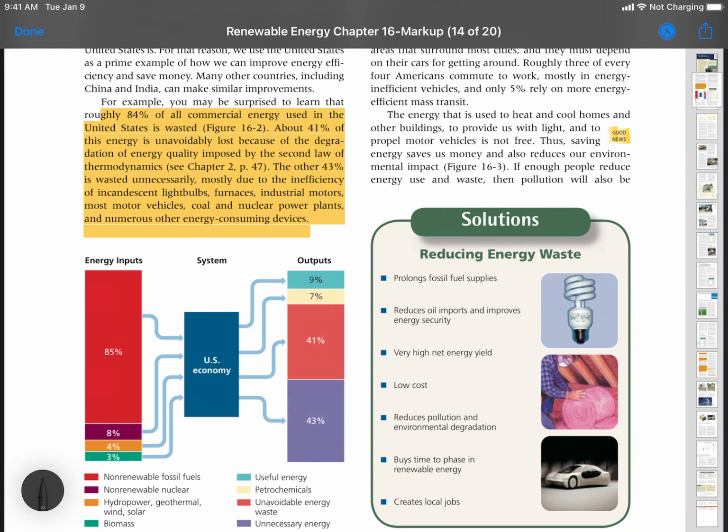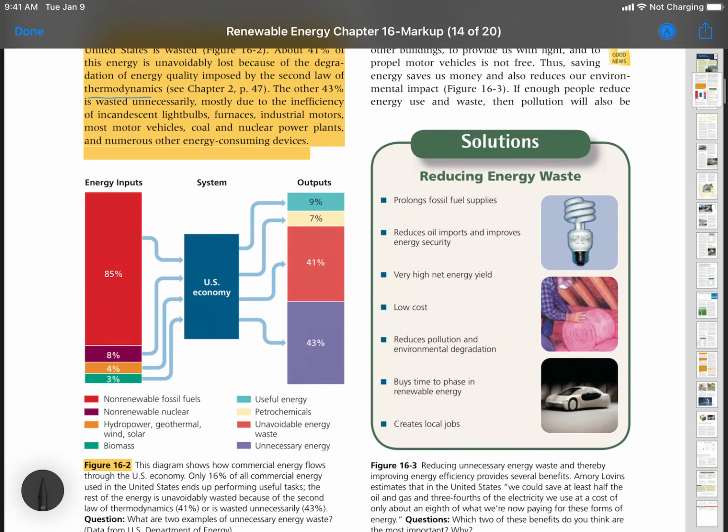This is really amazing. 84% of all commercial energy in the United States is wasted, but half of that is a result of not being able to do much about it because of the laws of thermodynamics that we talked about, just how that energy is wasted in transition. But there is the other half that basically is just inefficiency, whether it be light bulbs or automobiles. Okay.